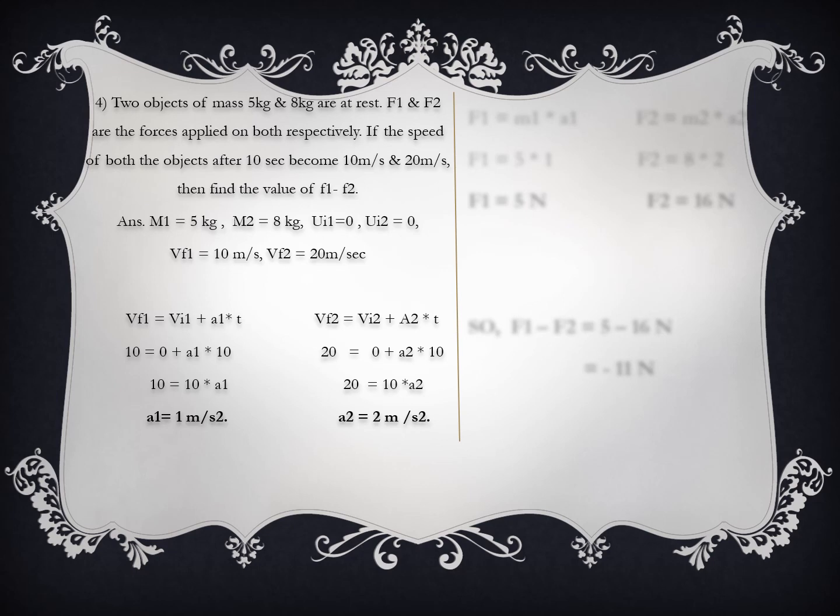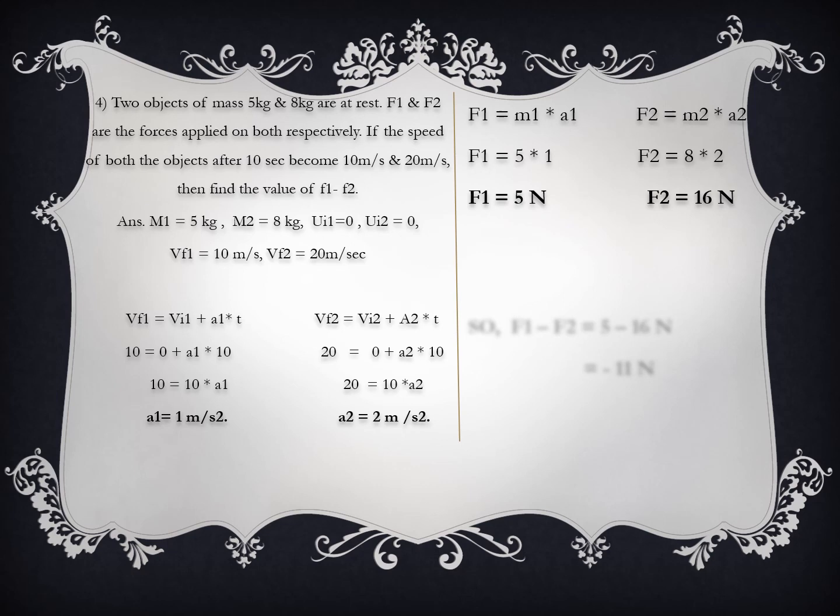Now students, we have to find F2 minus F1. For that we have to first find F1 and F2. So how will F1 come? It will come from this equation, that is F1 is equal to mass into acceleration. F1 is for the first object of mass 5 kg, and acceleration is 1. So we will get F1 is equal to 5 Newton.